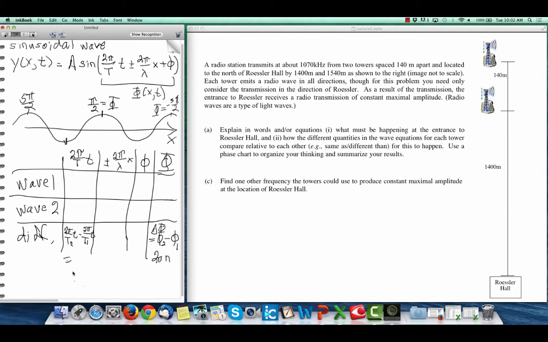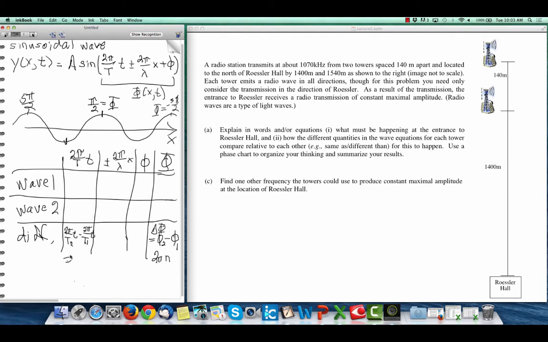Because they're transmitting at the same frequency, so they should have the same period. The radio station transmits at that frequency from 2 towers, so they have the same period. So I don't need to write T1 and T2. I can just write T, the period, capital T. Because the times are the same, the clocks are the same for the two.